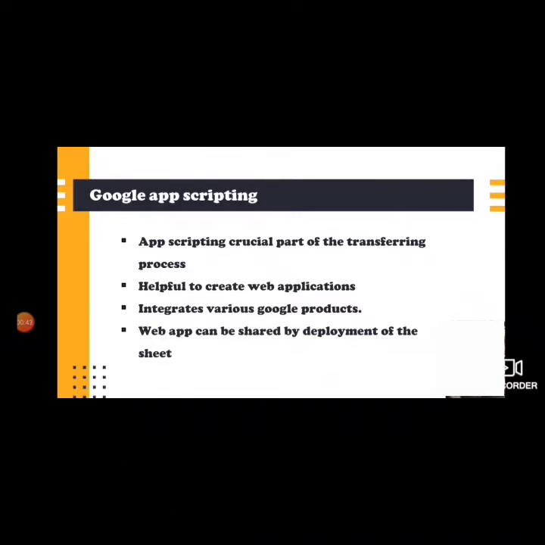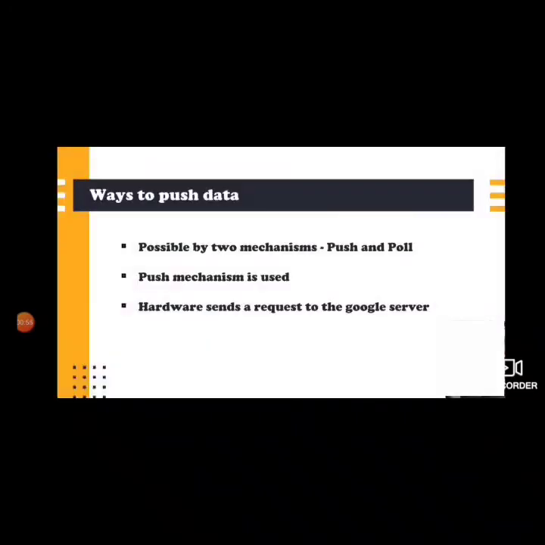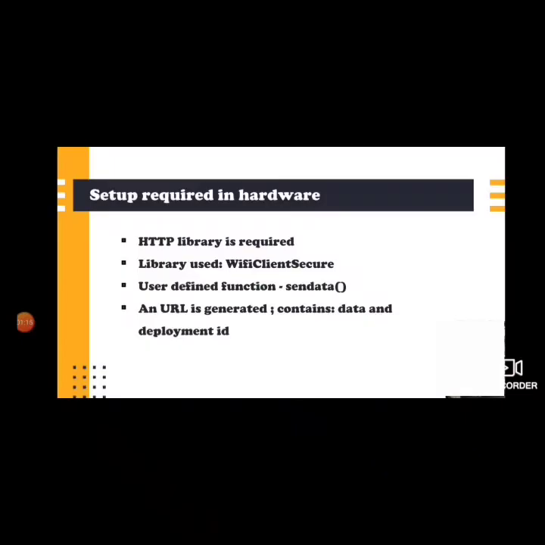It is based on the JavaScript language, where we alter the script of the G Sheet to make it auto-updating once it gets a URL request. The web application can be shared by deploying it. Data can be pushed into Google spreadsheets in 2 mechanisms, push and pull. Here in our project, we have employed the push mechanism. In the push mechanism, the hardware sends a request with data to a Google server, running a script that will in turn add the data to the spreadsheet.